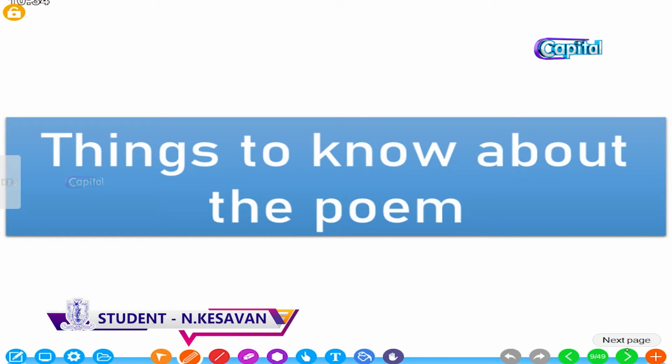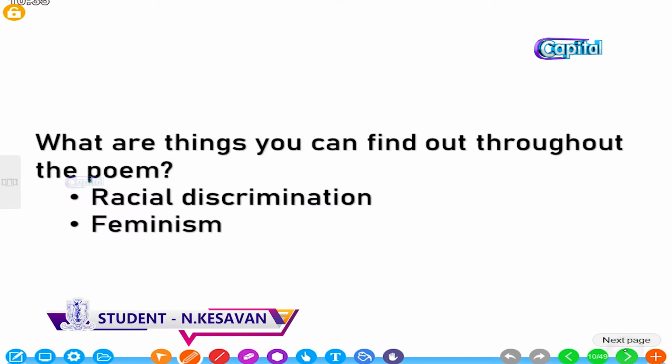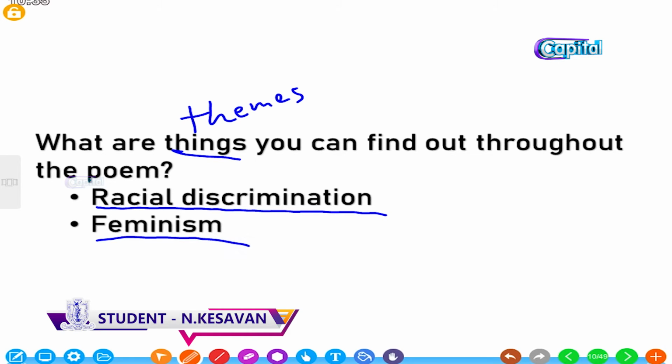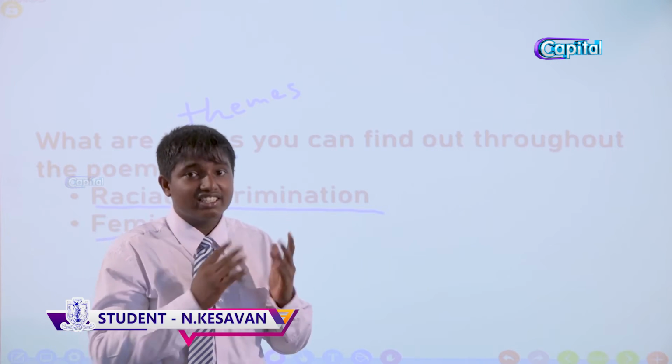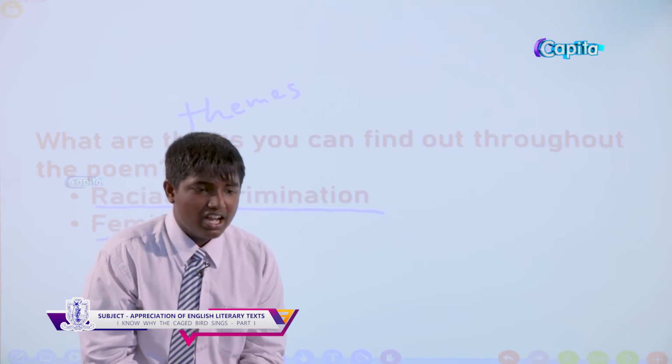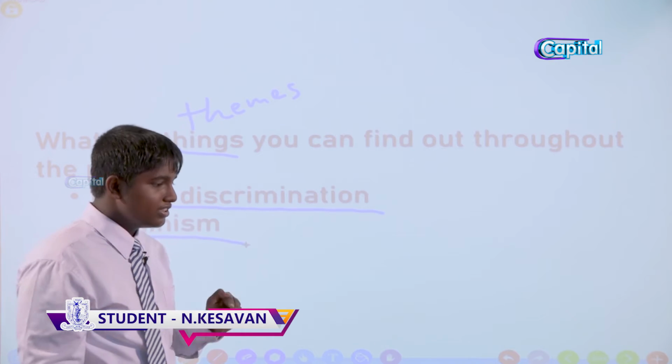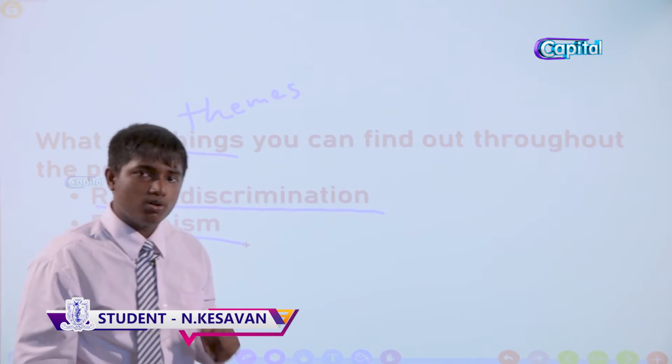So, as I already said, some of you get confused between two things, and we're going to talk about them under the topic of things to know about the poem. First of all, what are the themes you can find throughout the poem? First of all, it's racial discrimination, and then feminism. Please don't get confused because I mentioned feminism, because feminism is not the main theme. Racial discrimination is the main theme, but you can slightly see the appearance or the entry of feminism in the poem I Know Why the Caged Bird Sings.